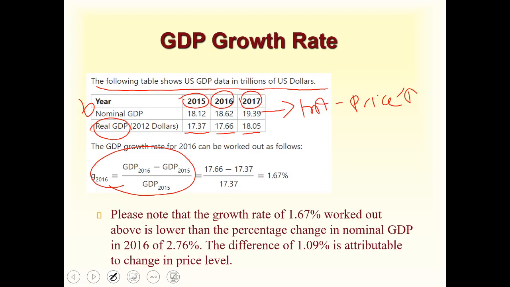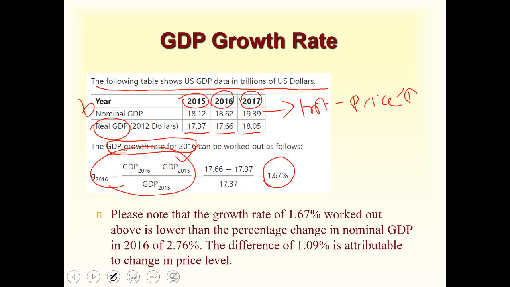So this is the formula that we have here. 17.66 is the GDP in 2016 minus 17.37, which was the GDP in 2015, divided by 17.37, that was the GDP in 2015. So here we are finding the GDP growth rate of 2016, and it is 1.67% after we use this formula.